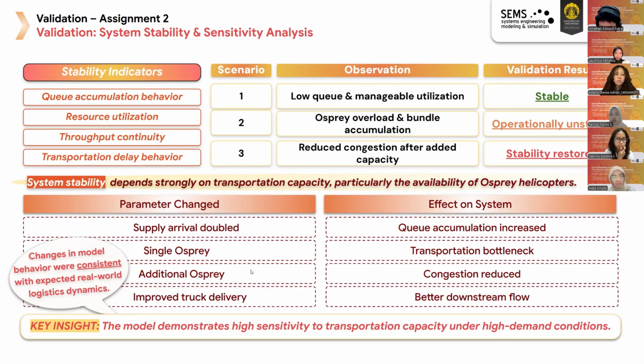When we look at the table, we can conclude the parameter changes and their effect on the system. The key takeaway is that the changes in model behavior were consistent with expected real-world logistics dynamics. The model demonstrates high sensitivity to transportation capacity under high demand conditions.